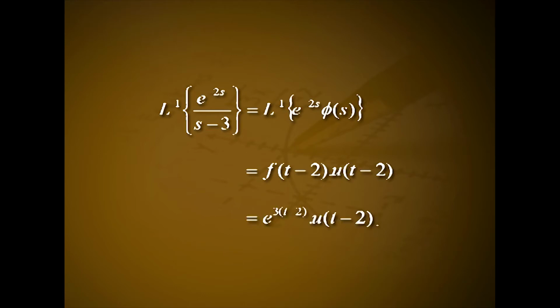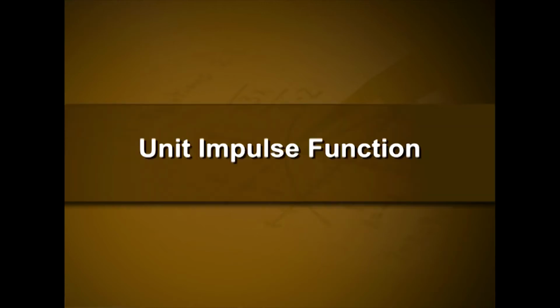Let phi of s is equal to 1 by s minus 3, then f of t is equal to e raised to 3t. Therefore, L inverse of e raised to minus 2s divided by s minus 3 is equal to L inverse of e raised to minus 2s into phi of s, which is equal to f of t minus 2 into u of t minus 2. That is equal to e raised to 3 into t minus 2 into u of t minus 2.